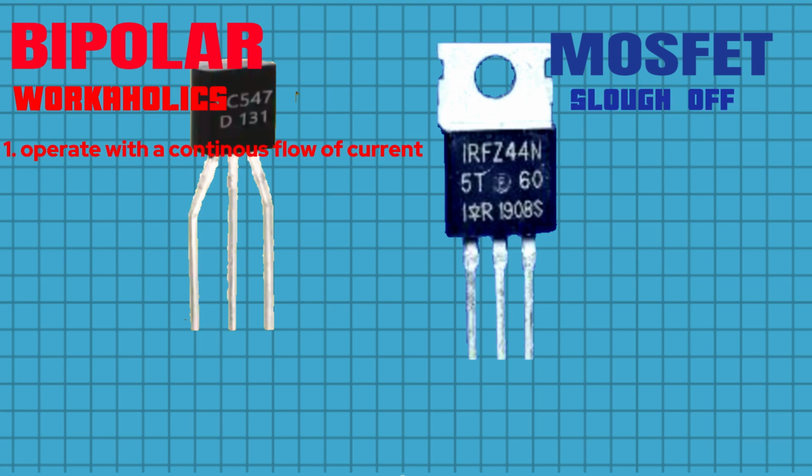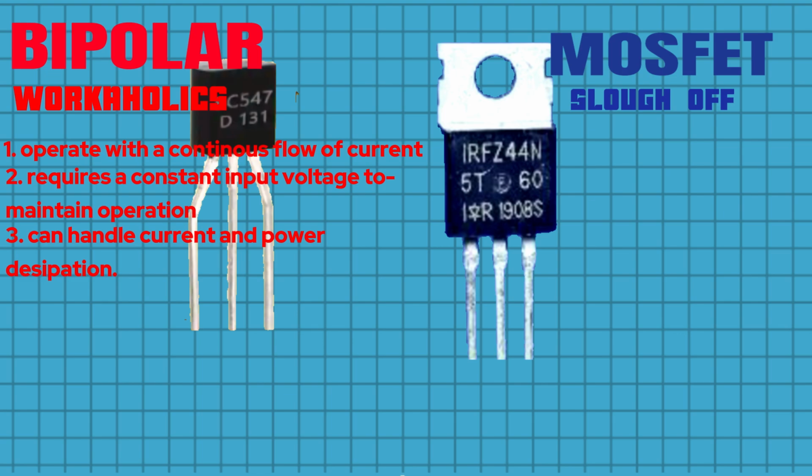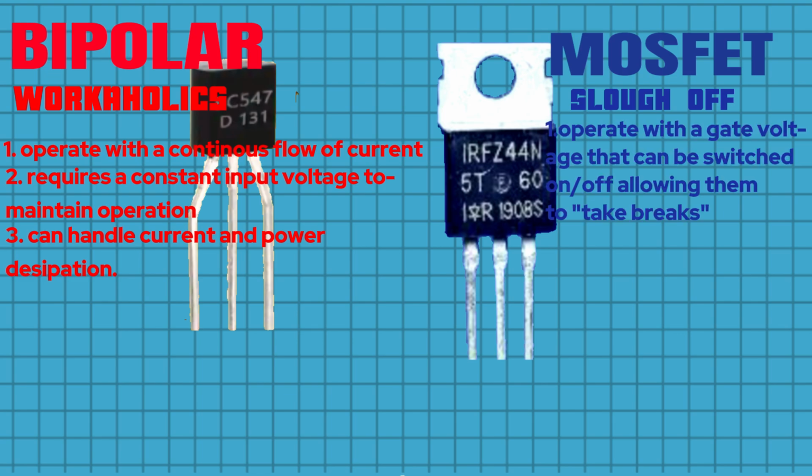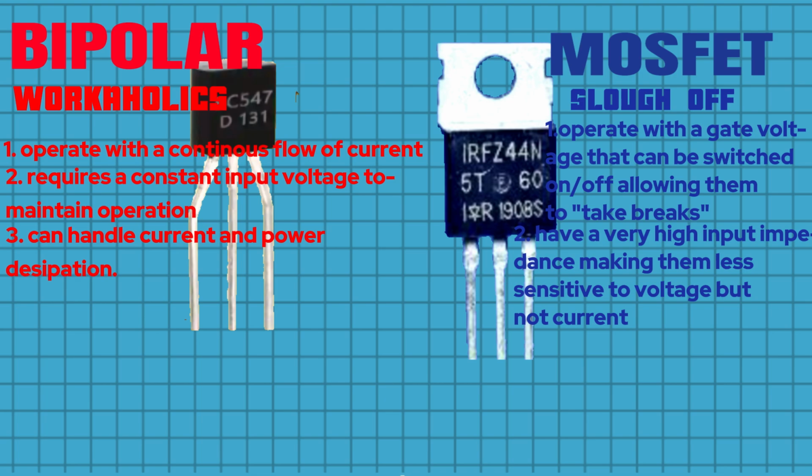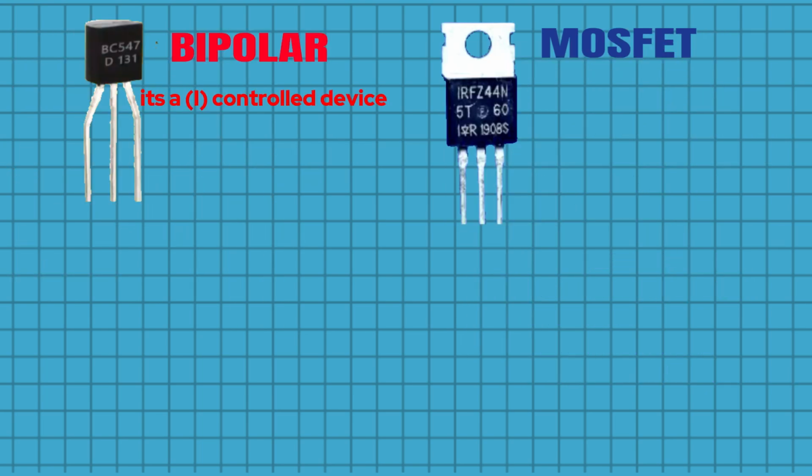A BJT operates with a continuous flow of current, requires a constant input voltage to maintain operation, and can handle high current and power dissipation. MOSFETs operate with a gate voltage that can be switched on and off, allowing them to take breaks. They also have a very high input impedance, making them sensitive to voltage but not current, and they can also enter a low power standby mode when not in use. So in summary, the bipolar is a current controlled device, while the MOSFET is a voltage controlled device.